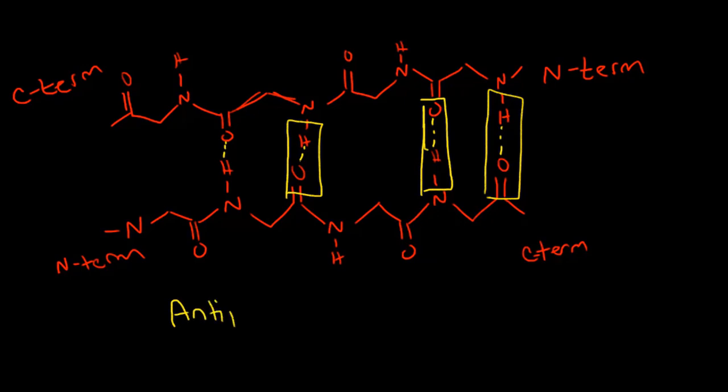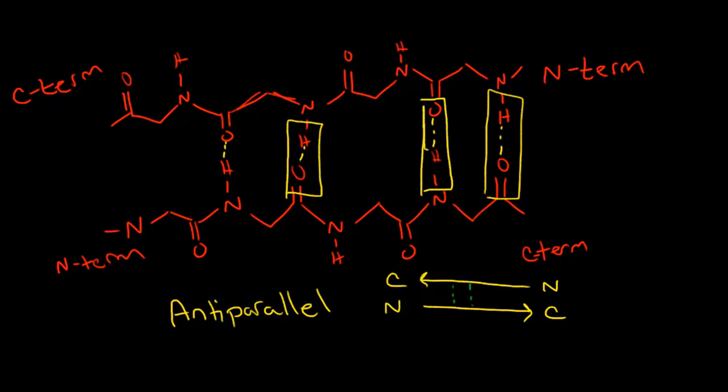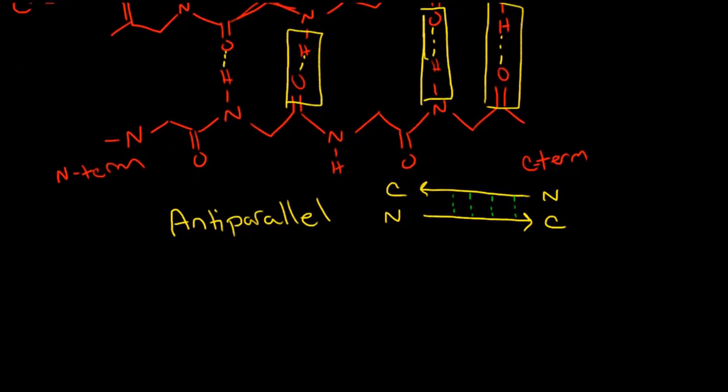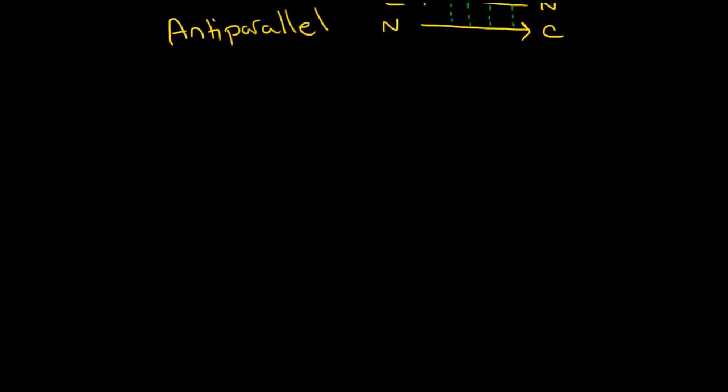This orientation of two peptides with opposite polarities is known as anti-parallel beta sheets. So we have one peptide going from the N-terminus to the C-terminus, and the one that it's hydrogen bonding with goes from C-terminus to N-terminus. And when these line up in this anti-parallel fashion, we have these very strong hydrogen bonds between them, making this a very stable beta sheet.